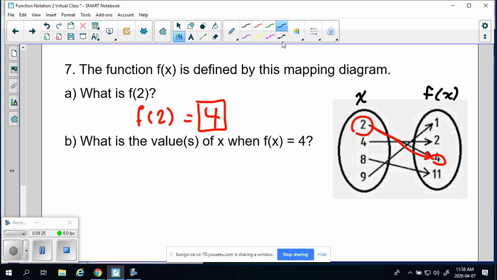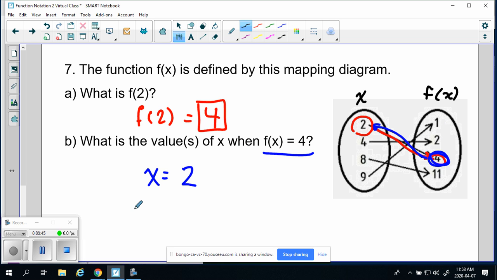What is the value of x when f of x is equal to 4? So they have given us a y value. We need to look that up over here. So there's the y value that they looked up, and then we would track it backwards, and we would say that actually the answer to this is 2. X is equal to 2. I guess I should have asked a different question.